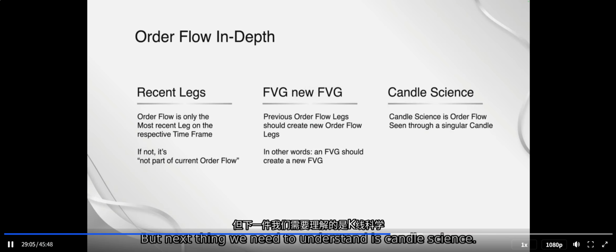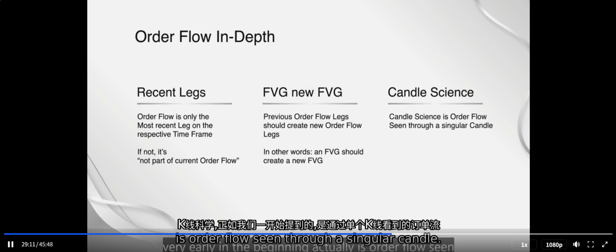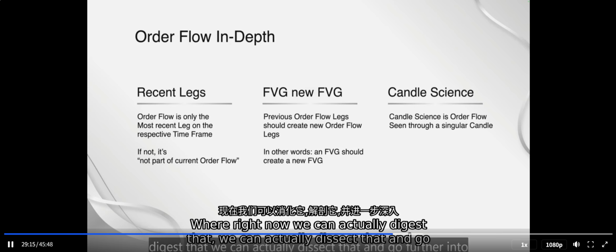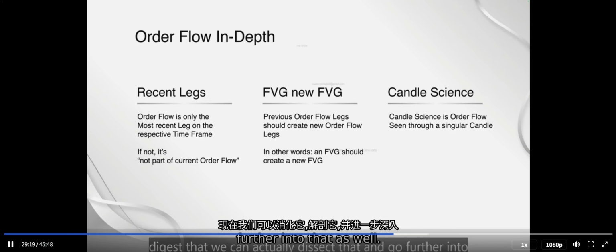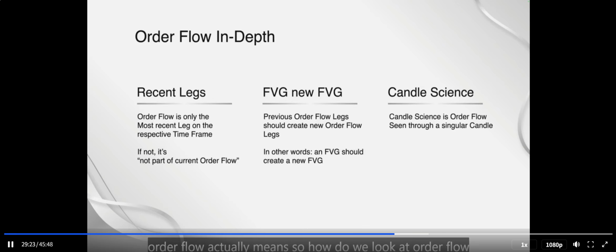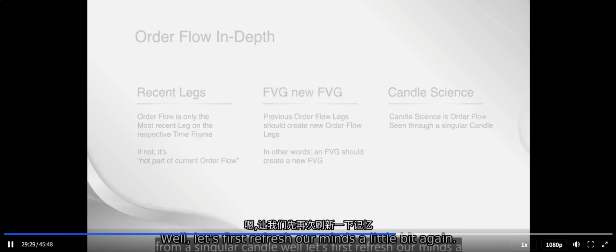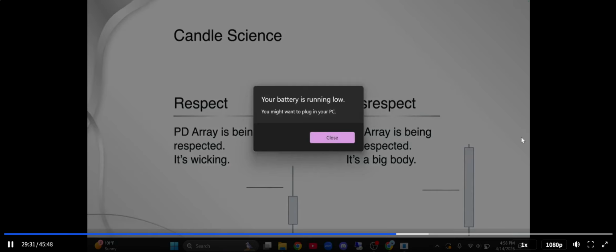But the next thing we need to understand is candle signs. And candle signs, like we mentioned very early in the beginning actually, is order flow seen through a singular candle, where right now we can actually digest that, we can actually dissect that and go further into that as well, because now we have an understanding of what order flow actually means. So how do we look at order flow from a singular candle? Well, let's first refresh our mind a little bit again. What are the candle signs?